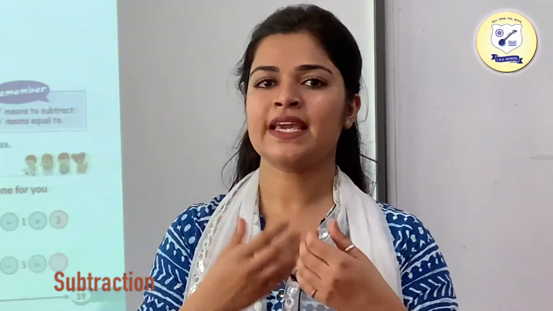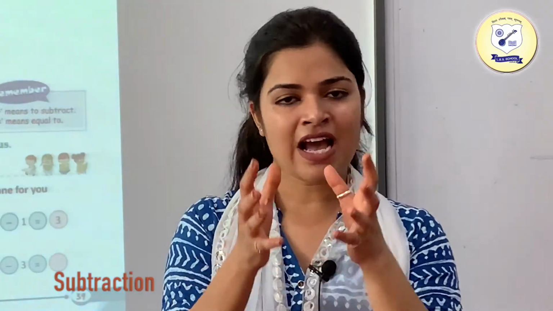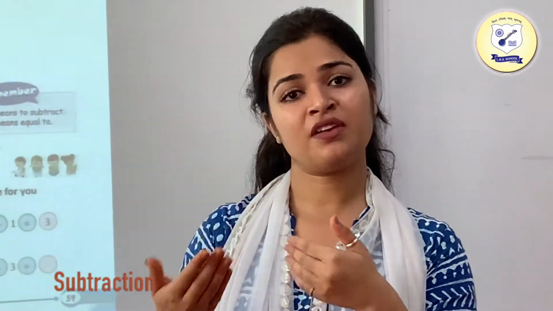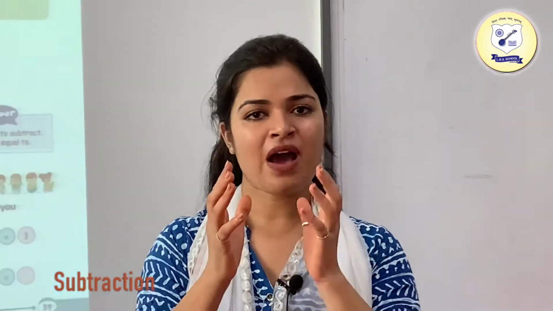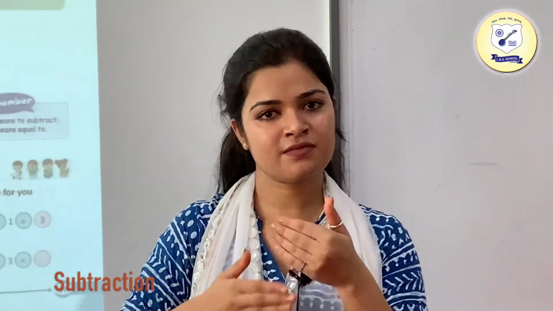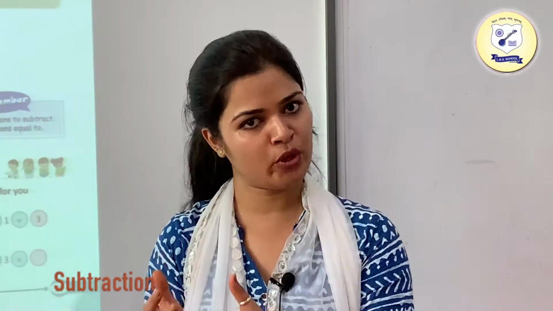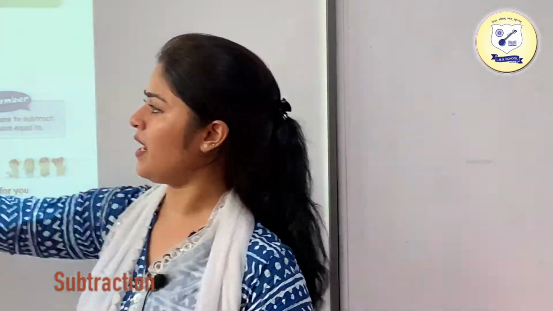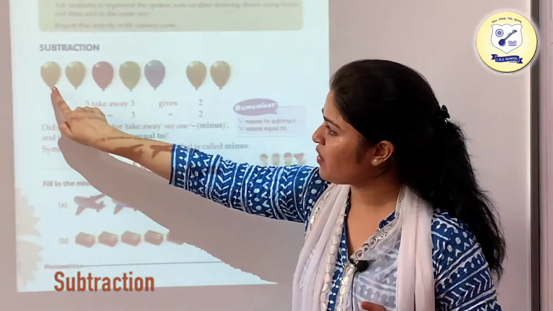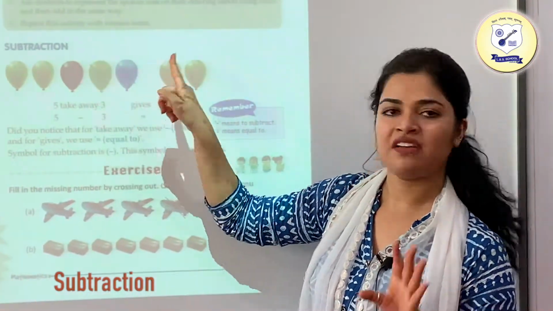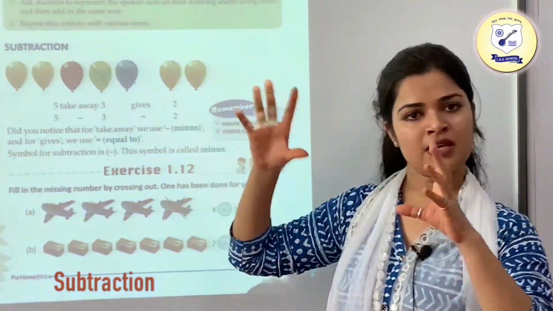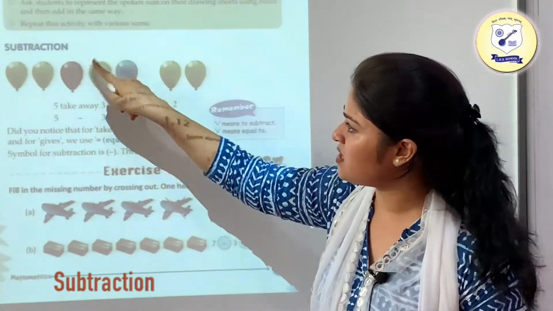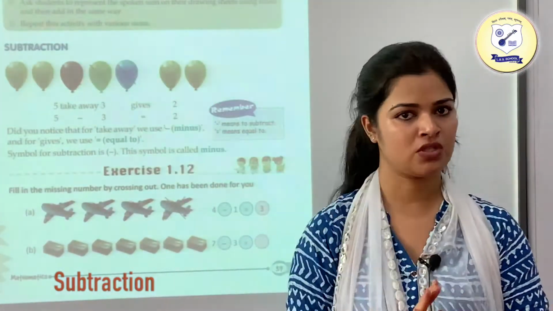If I was having something and I have been provided with a few more things, then that is going to be your addition. And if I am having something and somebody is taking that from me, then that is going to be your subtraction. Like you can see that earlier we were having 1, 2, 3, 4 and 5 balloons. Then somebody came to us and he just took away 2 balloons.